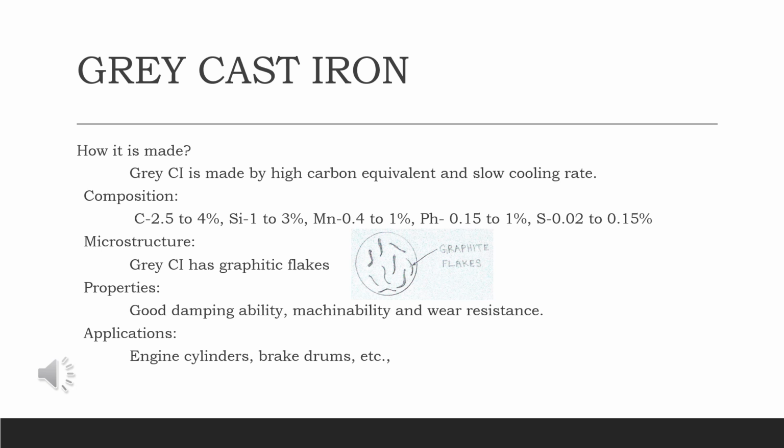While taking gray cast iron for microscopic examination, you can find graphite flakes. These graphite flakes form during solidification, that is, slow cooling. Carbon in ferrous graphitizes to form flakes. The flake size can be reduced by adding inoculants. Inoculants, in the sense of adding titanium or aluminum before casting the liquid metal. It exhibits good damping ability, machinability, and wear resistance, and hence it is used in engine cylinders, brake drums, etc.